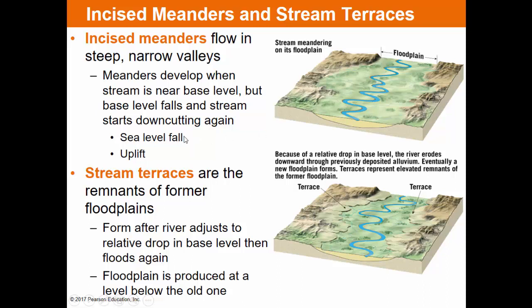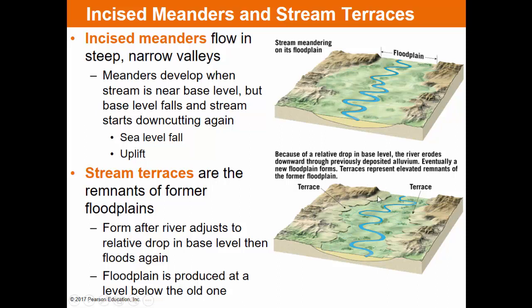This can happen because of sea level fall, as I mentioned, but also uplift, as in the Grand Canyon. The whole Colorado Plateau is uplifted, and the Colorado River had to incise down to get back down to base level. Because of a relative drop in base level, the river begins to erode downward to the previously deposited alluvium. So this is, as you can see, the valley. This is previously deposited alluvium from previous floods. Now it's cutting down through that, and its valley's probably going to narrow a little bit.